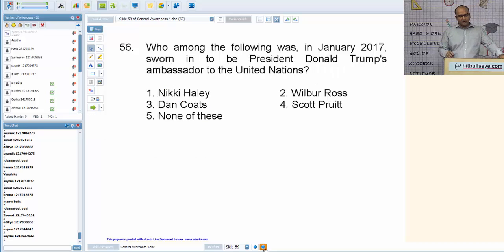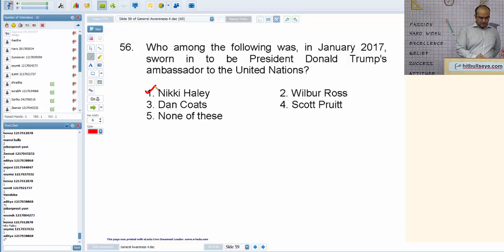Next, who among the following was in Jan 2017 sworn in to be President Donald Trump's ambassador to the United Nations? So very important, Nikki Haley. Of course, important only because she is a person of Indian origin.